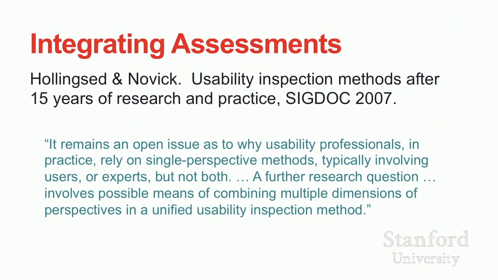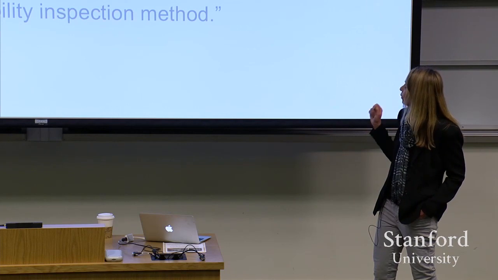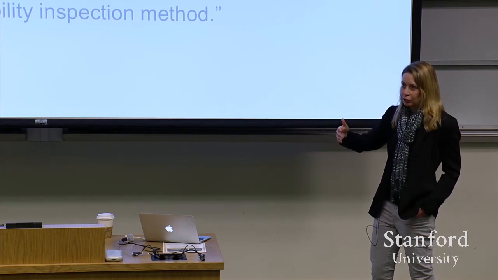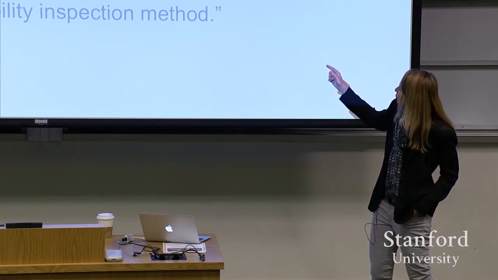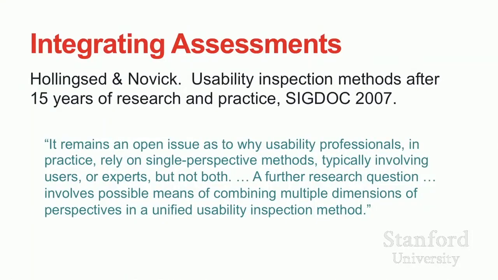And the people that have revisited it, Hollingsed and Novick, in "Usability inspection methods after 15 years of research and practice," surveyed it and said people are still using these things. It remains an open issue as to why usability professionals in practice rely on single perspective methods, typically involving users or experts, but not both. And then they listed 5 research problems that should be addressed. A further research question involves possible means of combining multiple dimensions of perspectives in a unified usability inspection method.